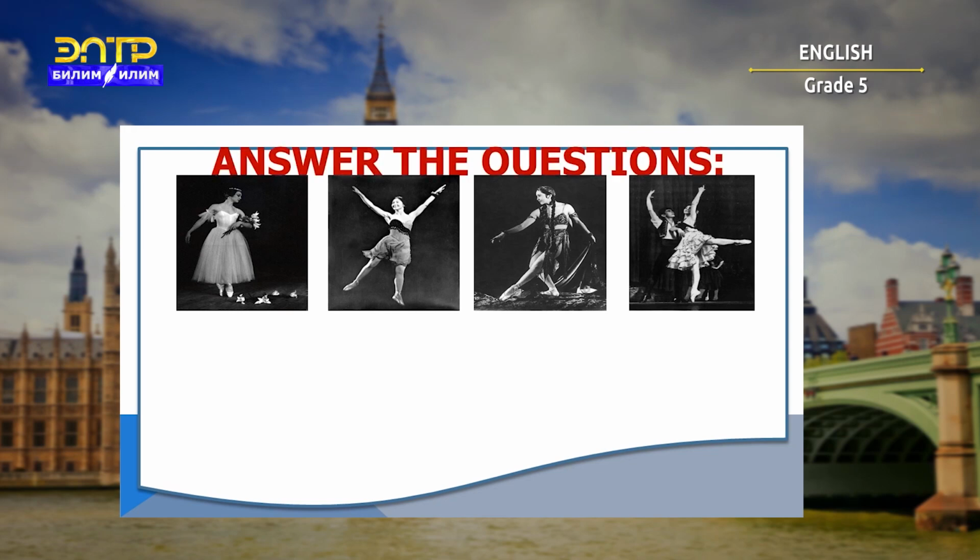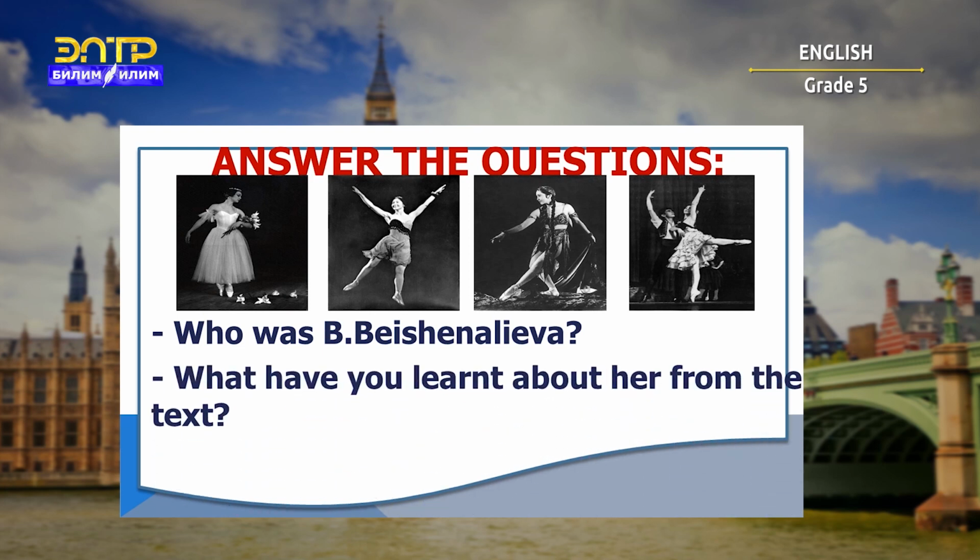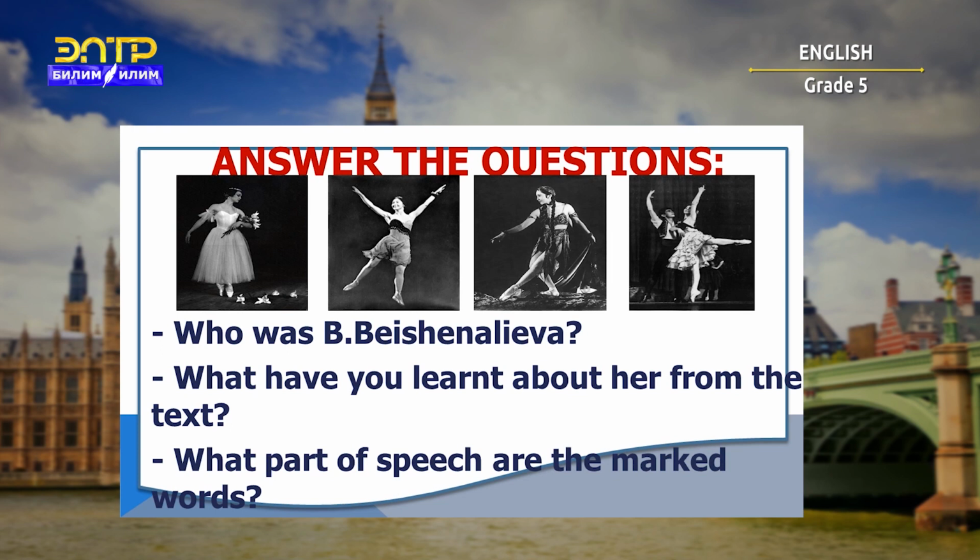Now please answer the questions. Who was Babusarabi Shanalieva? What have you learned about her from the text? What part of speech are the marked words? Yes, all the marked words in the text are verbs. And they are all in the past simple tense. What does it mean, past?